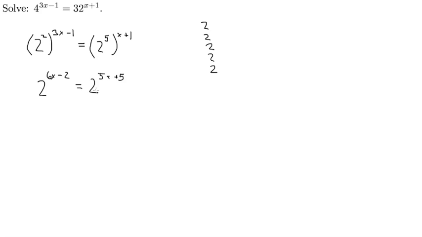Notice now I have exactly what I want: 2 to some power equals 2 to some other power. I'm going to drop the bases. The only way these two things can be equal is if their exponents are equal. So I'm going to solve for x: subtract 5 from both sides, add 2, and I get x equals 7.